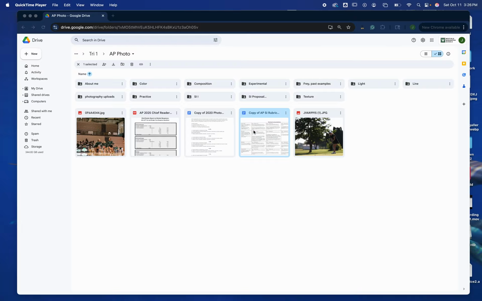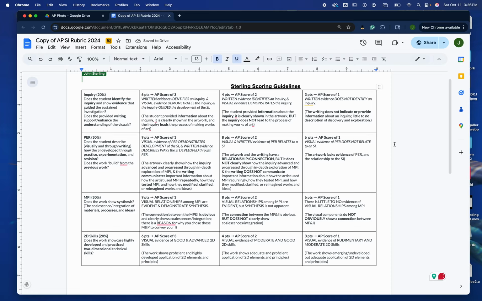So it is located in your class's Google Drive, copy of APSI rubric. And here it is. The good news is a lot of the wording and categories aren't going to be totally new. The weight of some of the categories and an expansion of some of the categories is what's significant. So I'm going to walk you through it. So there's 4 categories: inquiry, practice, experimentation, and revision, abbreviated here as PER, and materials, process, ideas, abbreviated as MPI, and 2D skills. That's just your use of the principles of design. So let's start off with inquiry.